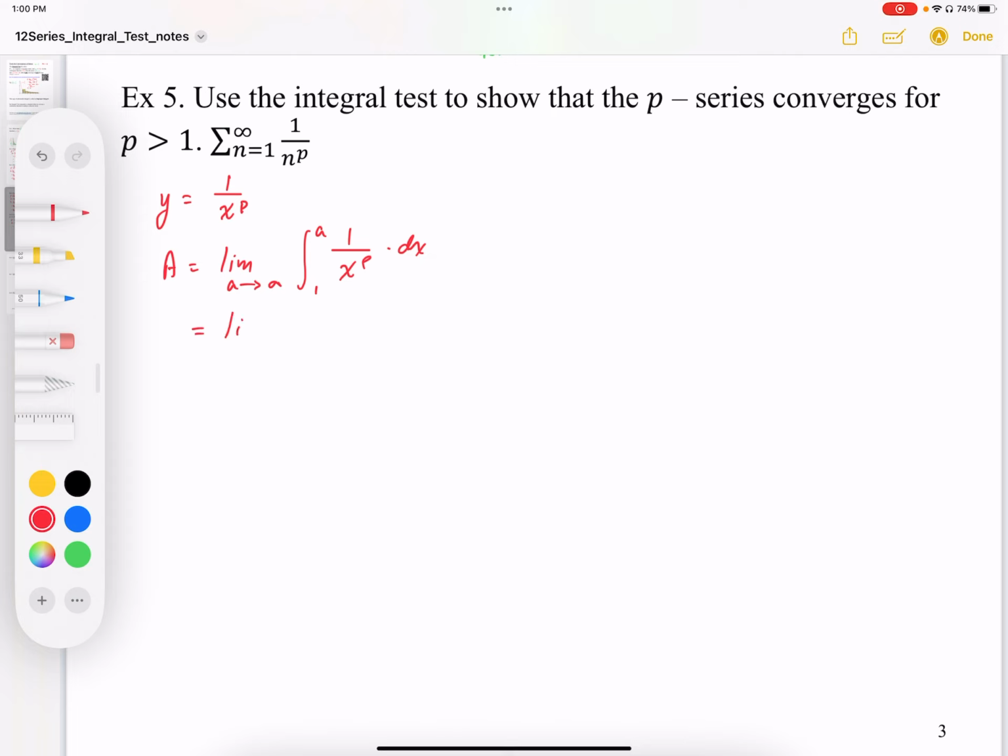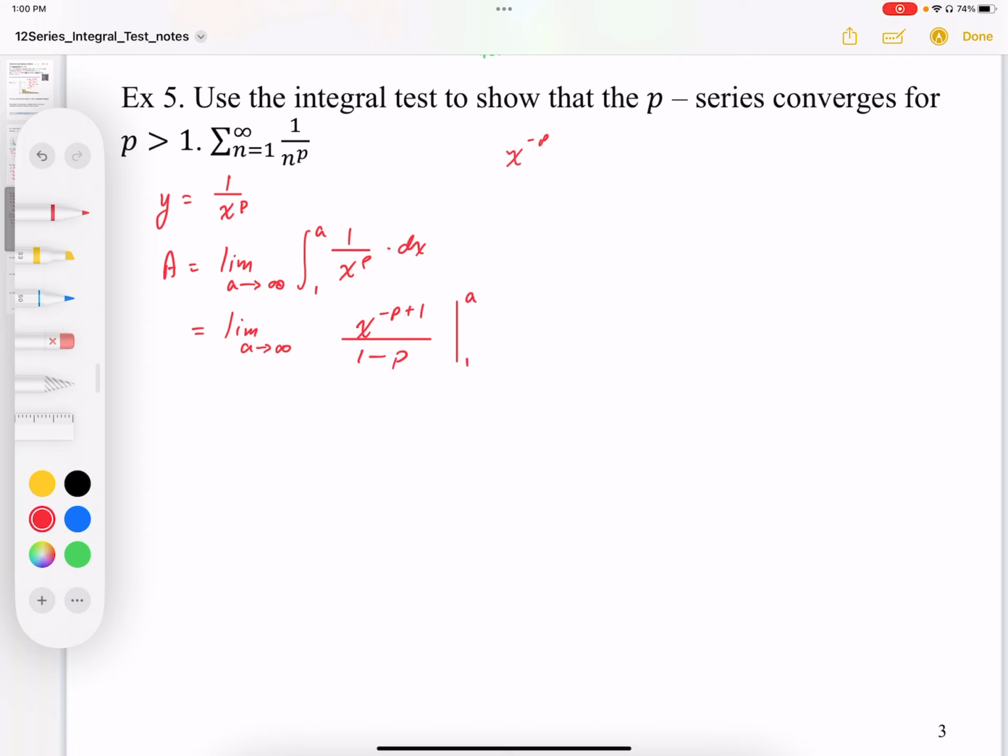So we get the limit as a approaches infinity. We apply the power rule. This is x to the power negative p, so when we apply the power rule, we get x to the power negative p plus 1, and then we need to divide that by that power. I'm just going to write it as 1 minus p. And this is going to be done from 1 to a.